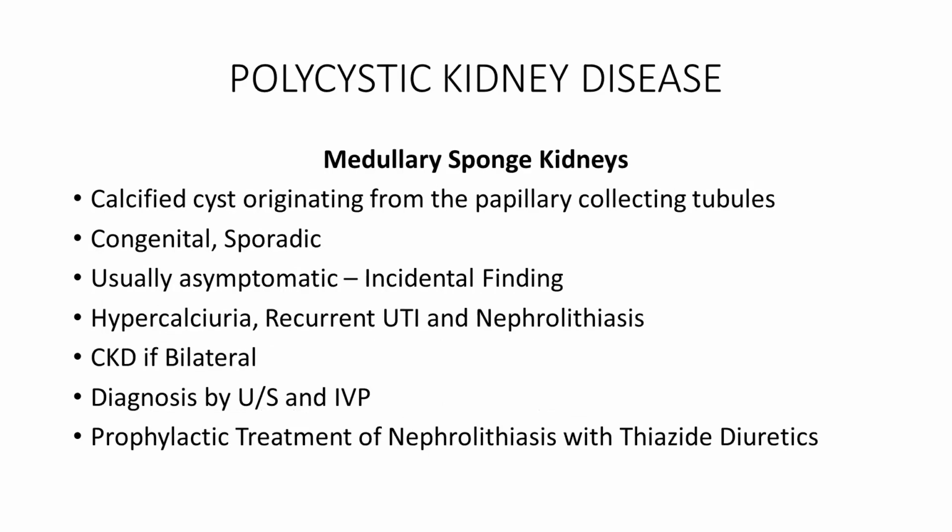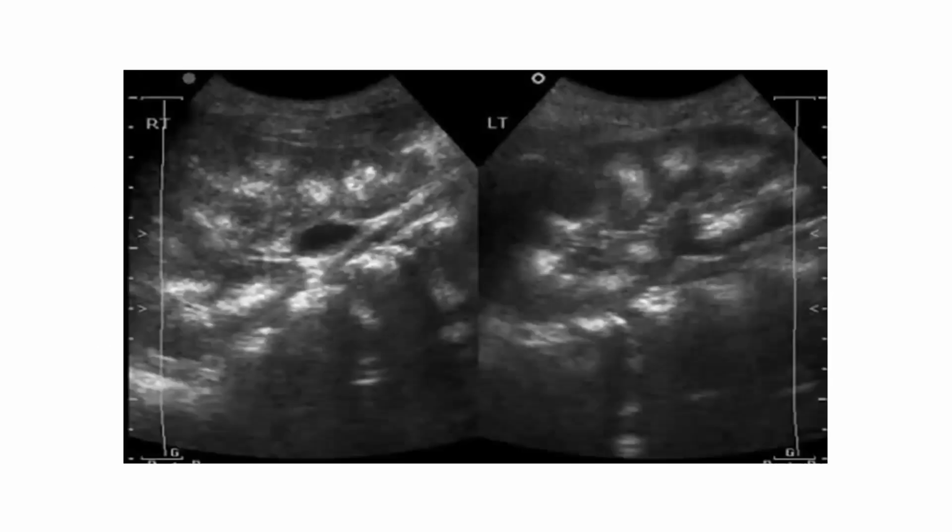Medullary sponge kidney consists of calcified cysts originating from the papillary collecting tubules. It is congenital, sporadic, usually asymptomatic and an incidental finding. Hypercalciuria, recurrent UTI, and nephrolithiasis are common. If they are bilateral, which is very rare, it can lead to chronic kidney disease. Diagnosis is by ultrasound. Prophylactic treatment of nephrolithiasis is with thiazide diuretics. They help in excretion of the calcium. This is the ultrasound of medullary sponge kidney. Lots of calcification in both the kidneys.